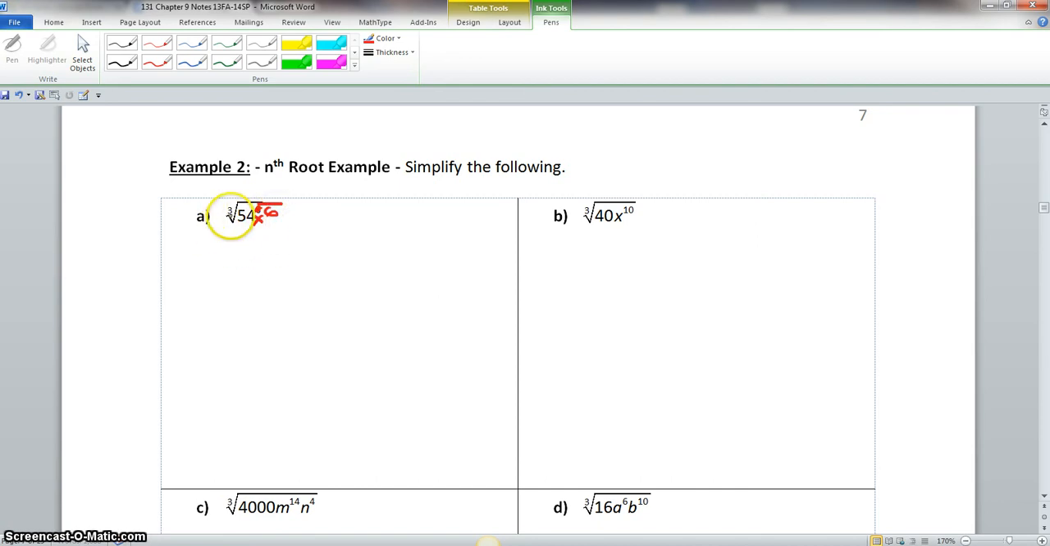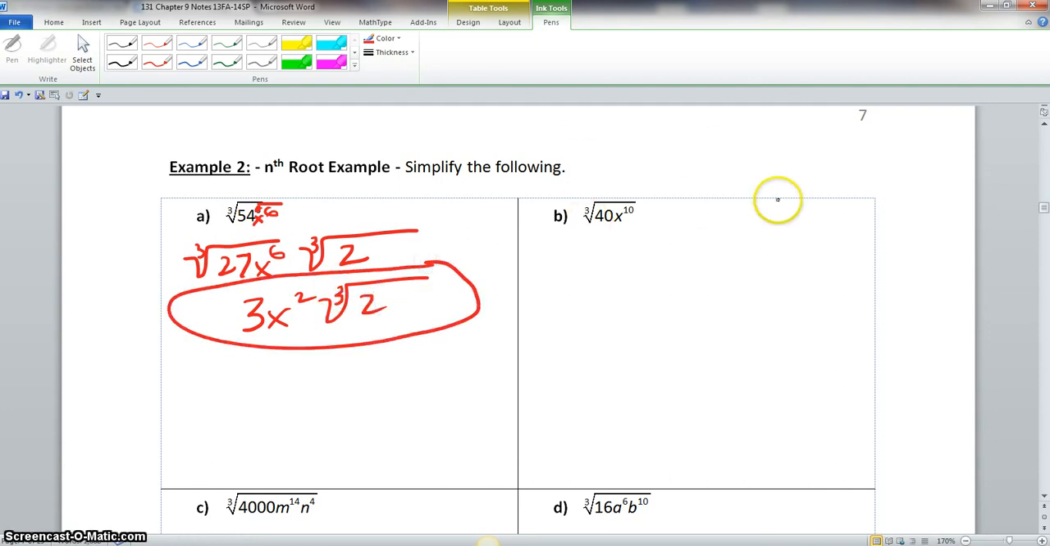So we have the cube root of 54x to the 6th power. The highest perfect cube is 27. We have the cube root of 2 left. And the perfect cube, x to the 6 is a perfect cube. And this will give us 3x squared cube root of 2.